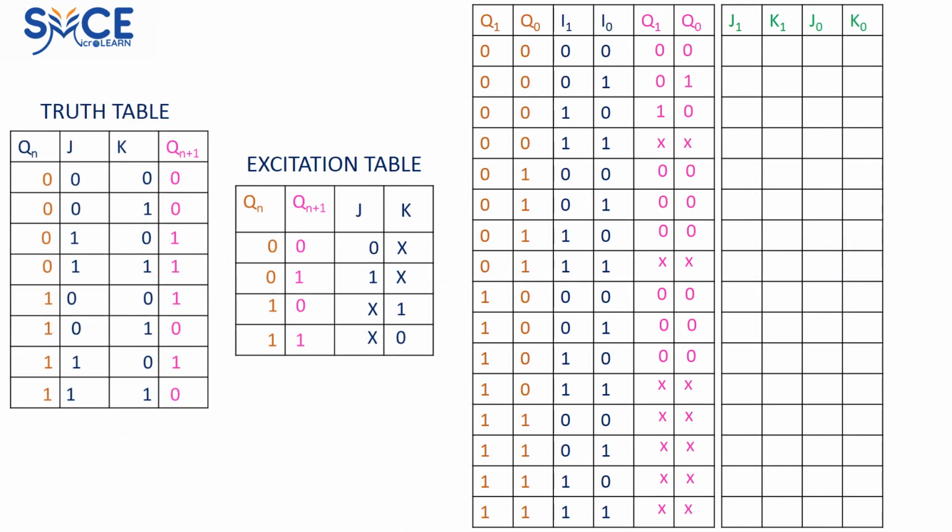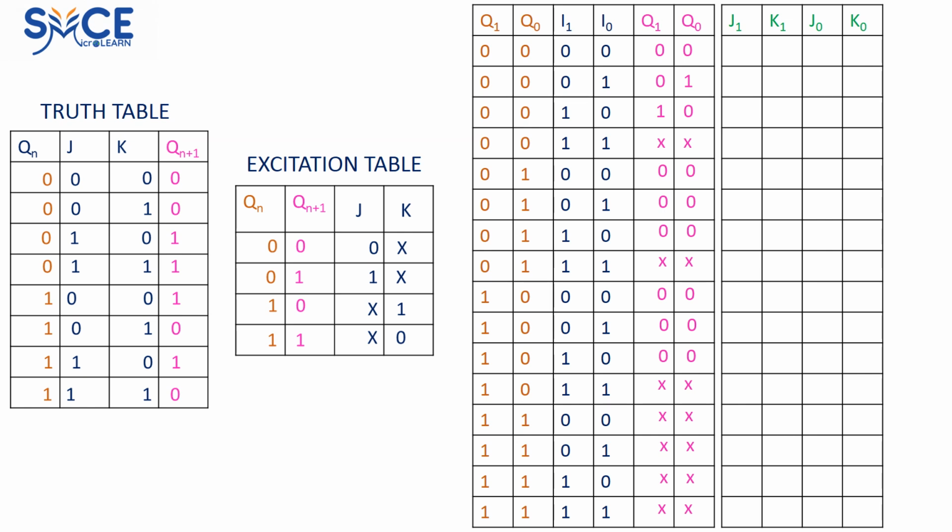To fill in the entries in the columns titled J0, K0, J1 and K1 in the state excitation table, we need to first start with the truth table of the JK flip-flop. A truth table gives the next output Q(n+1) of a flip-flop for a previous output Q(n) and the inputs J and K applied to it.